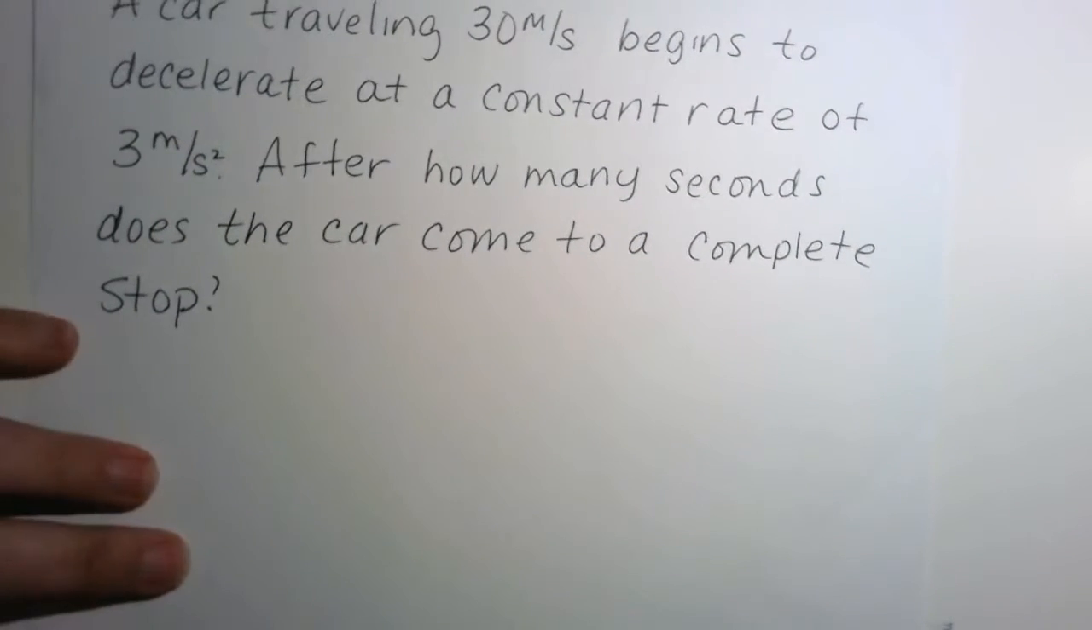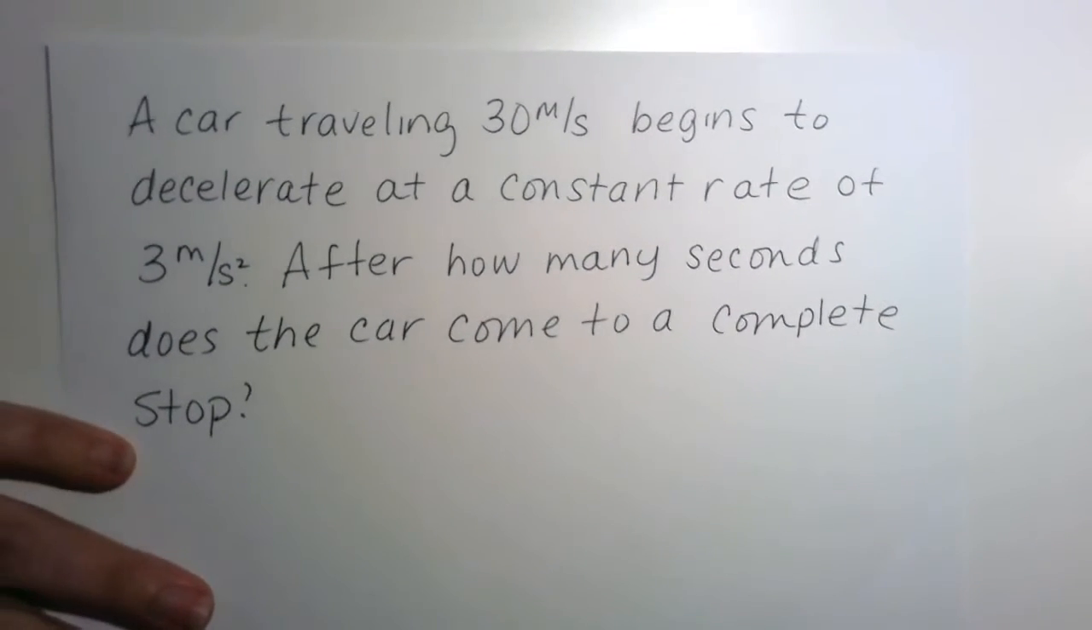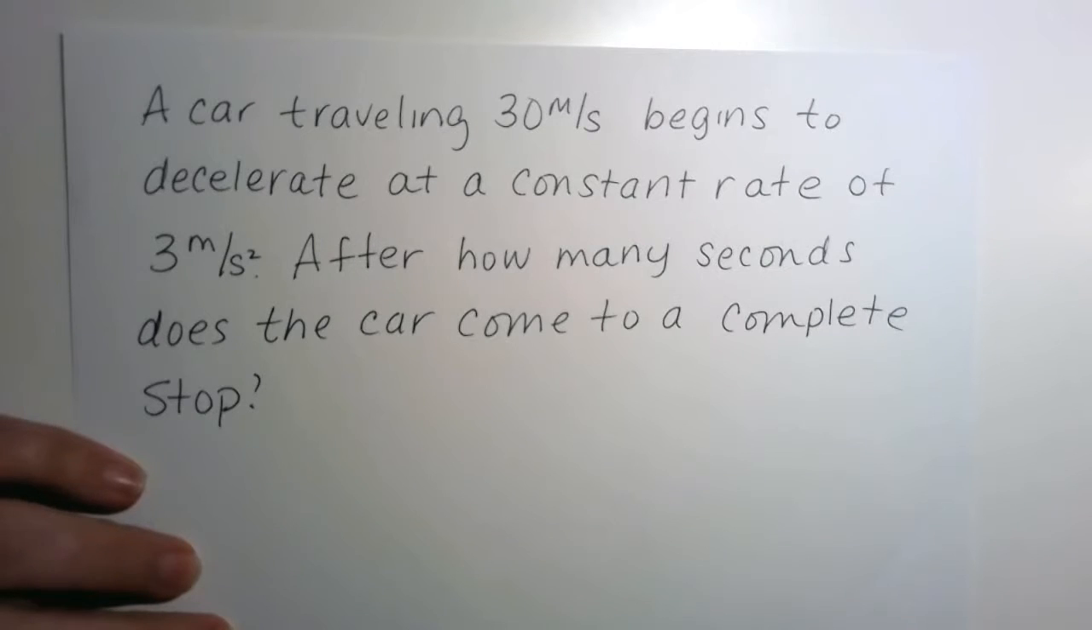All right, so let's do some words here. Okay, so we have a car traveling 30 meters per second, begins to decelerate at a constant rate of 3 meters per second squared. After how many seconds does the car come to a complete stop?